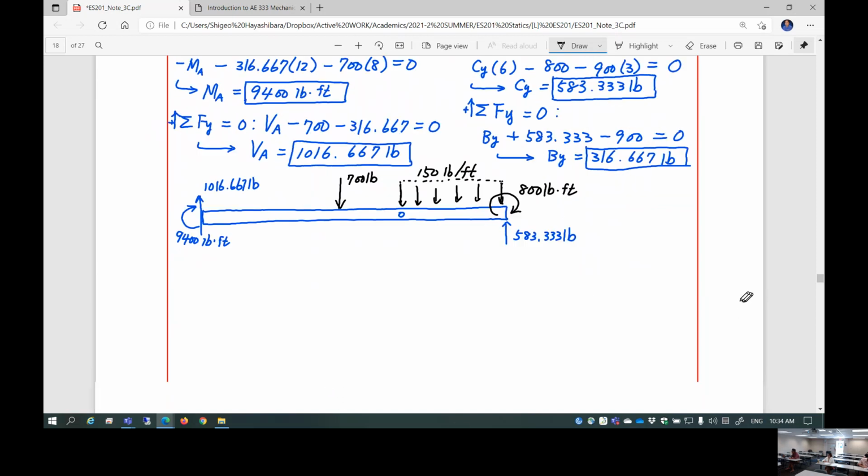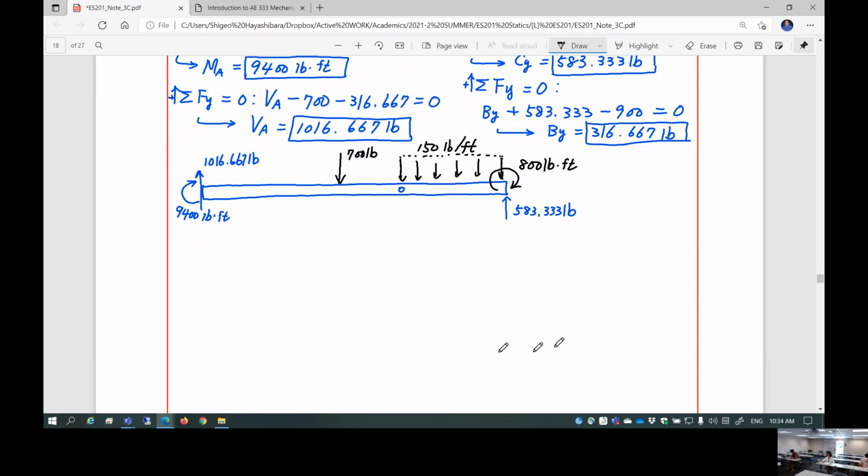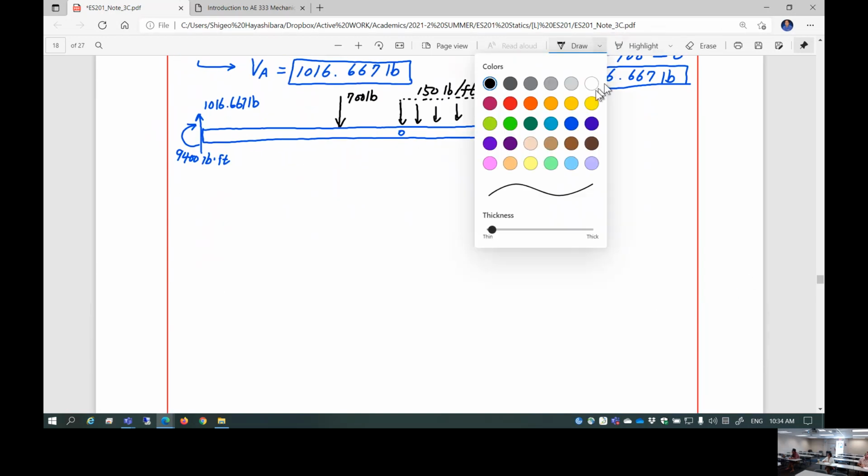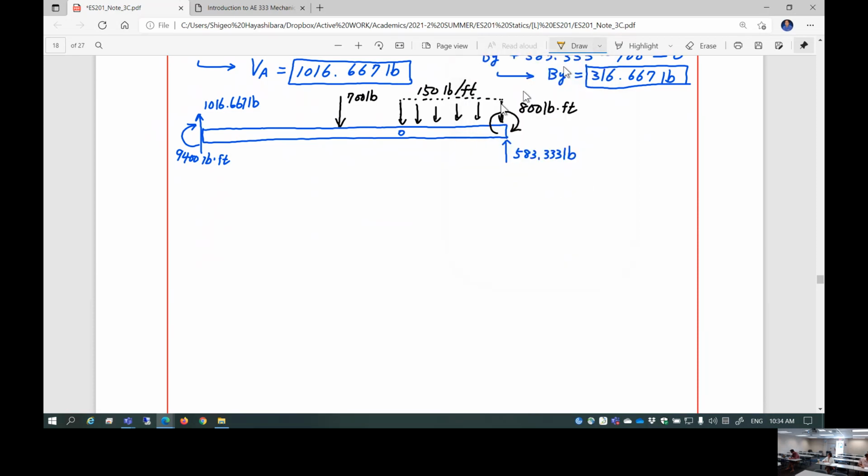Okay. And let's do it. I'm really getting tired, but let's do it. Okay, so first of all, shear diagram.